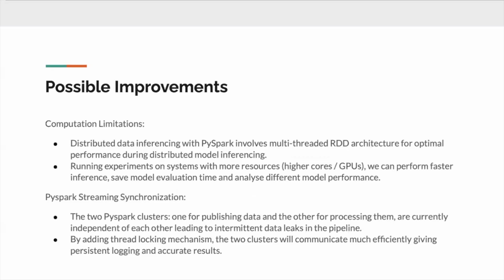Okay, so due to the limitations of multi-core GPUs or CPU RAM availability, we couldn't analyze larger models that would probably give better results. Running experiments on systems with these resources, we could have performed faster inferences, saved model variation time, and analyzed different model performances.